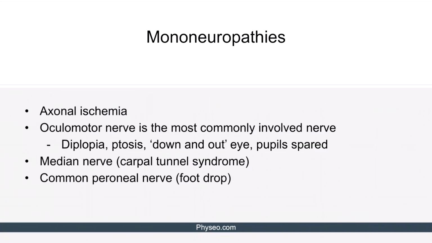Next, let's talk about mononeuropathies. These are generally due to axonal ischemia, and they're generally more severe and have a rapid onset. The oculomotor nerve, cranial nerve 3, is the most commonly involved nerve, and it presents with the typical signs. And these typical signs are diplopia, ptosis, and the down and out eye. In that case, the pupils are spared, so you wouldn't see any mydriasis.